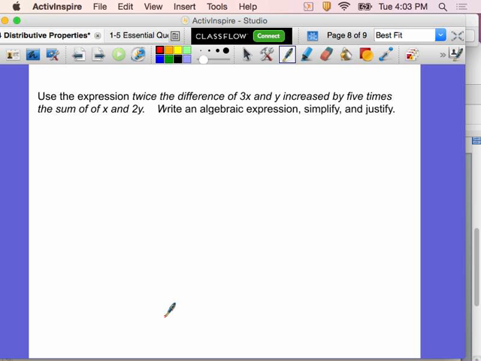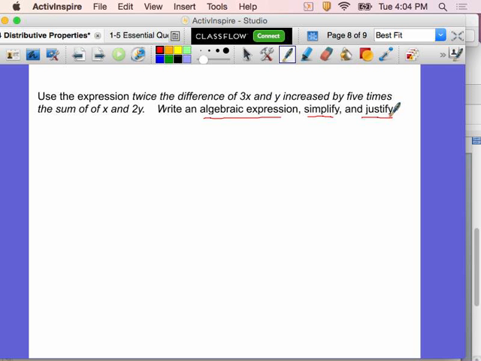So this is just review. There's just more complex translation problems. So use the expression twice the difference of 3x and y increased by 5 times the sum of x and 2y to write an algebraic expression. Simplify and justify. So you got a lot of things going on here. First of all, it's just a mouthful to read the math. And second of all, you have 3 things to do. And of course, you just need to do one at a time.